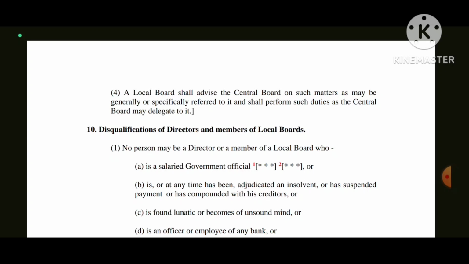Next subsection is 4th, a local board shall advise the central board on such matters as may be generally or specifically referred to it and shall perform such duties as the central board may delegate to it. So the central board will delegate certain duties to the local board. They have to work on it and advise the central board upon it.